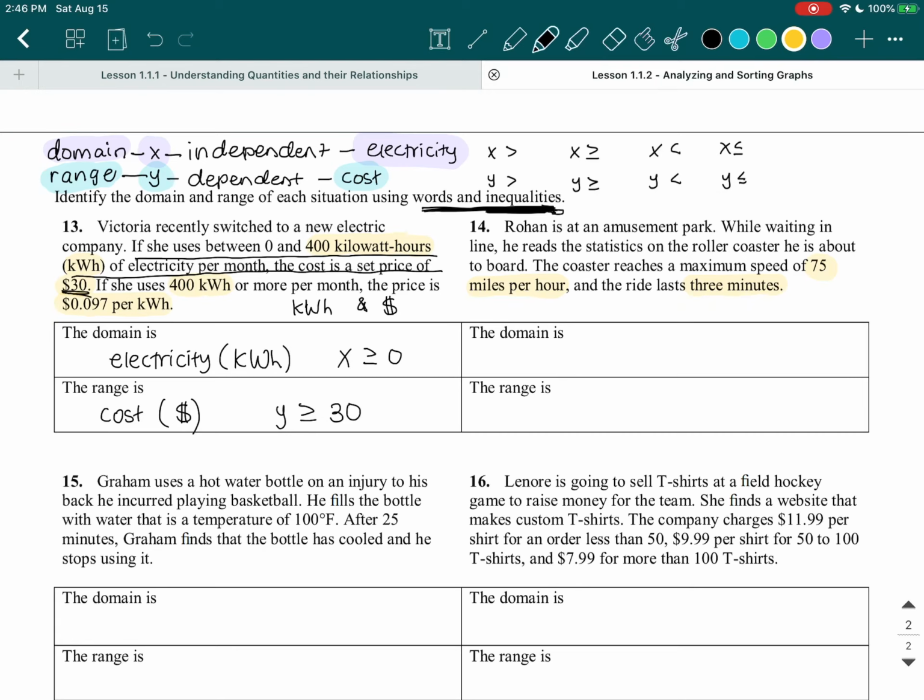And we remember time, I'll just write over here, time is always independent. I don't have enough space, so I'm going to write INDEP for independent. Time is always independent, and independent is part of the domain. Okay, so let's write in the domain is time. And let's just use minutes, okay?